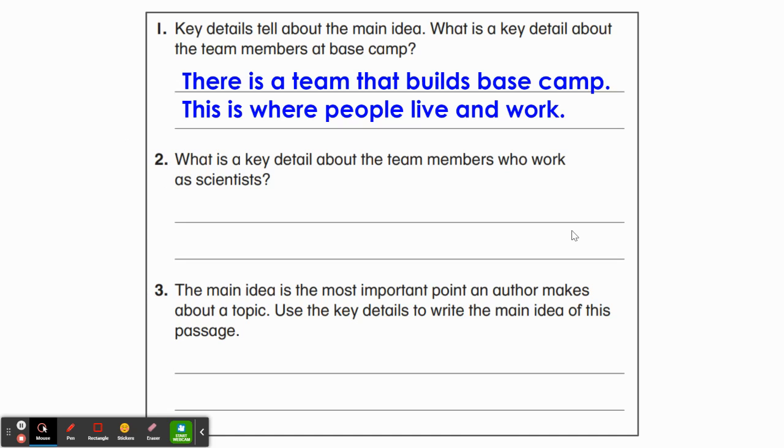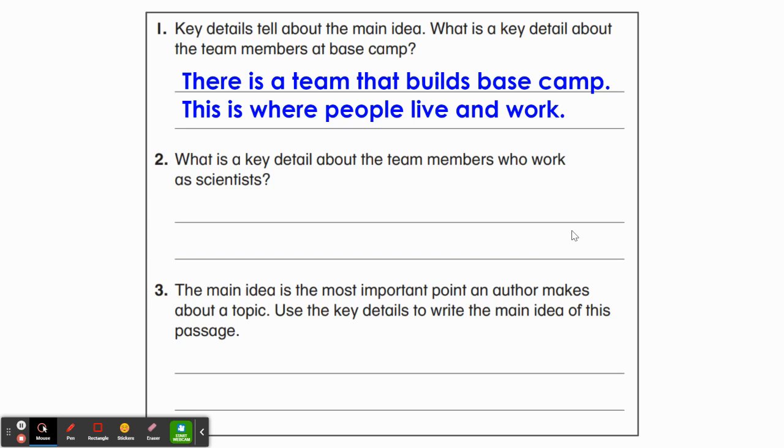Yes, we learned that there's a team that builds the base camp, and that's where people live and work. So something we learned about the team members at base camp is that there is a team that builds base camp, and it is where people live and work. Press pause as you write down your answer and play again when you're ready.